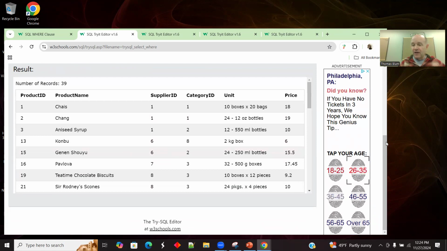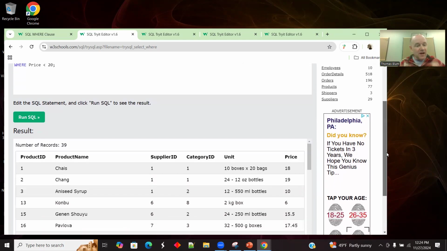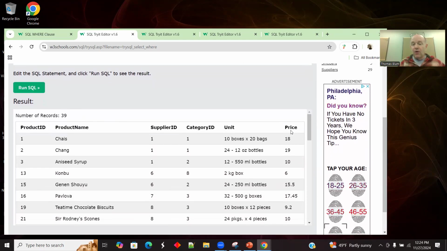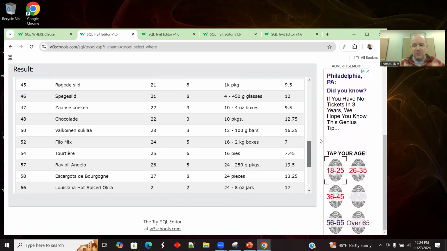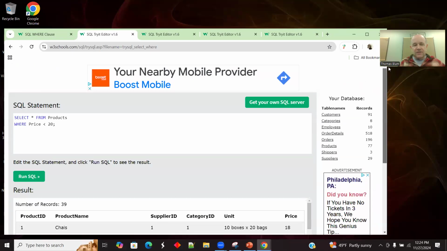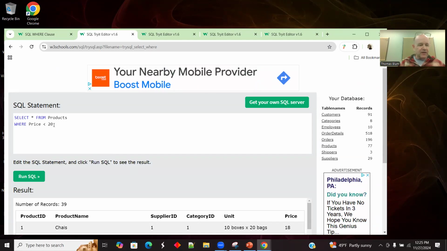There were 39 of the 90. How many products were there? There were 77 products, and 39 of them were less than $20. And so if you have something numeric, then you can bring in less than and greater than.